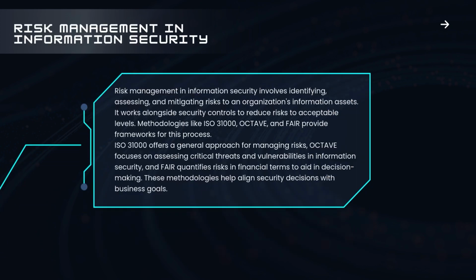Risk management in information security. Risk management in information security involves identifying, assessing, and mitigating risks to an organization's information assets. It works alongside security controls to reduce risks to acceptable levels.